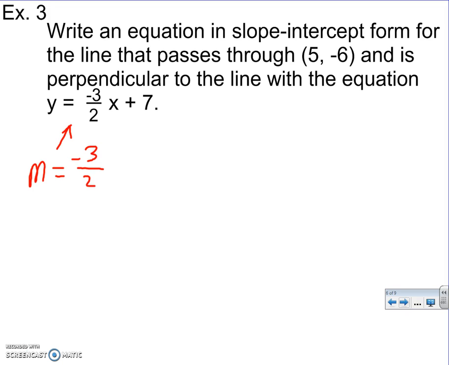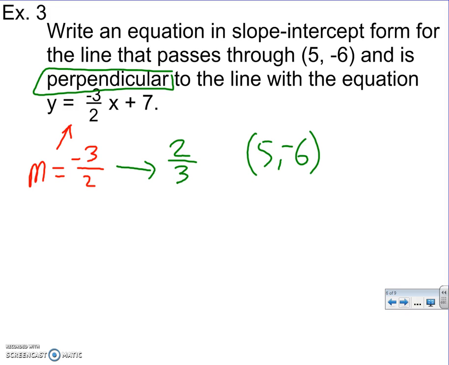Now that's not the slope I want. I want the slope that is perpendicular to that. So perpendicular means opposite reciprocal. So if that's the slope, my real slope, I change it to positive and I flip the fraction, 2/3. That's the slope I want to use for my line. So I have a slope of 2/3 and I have a point, (5, -6). So with the slope and with the point, I can do point slope form.